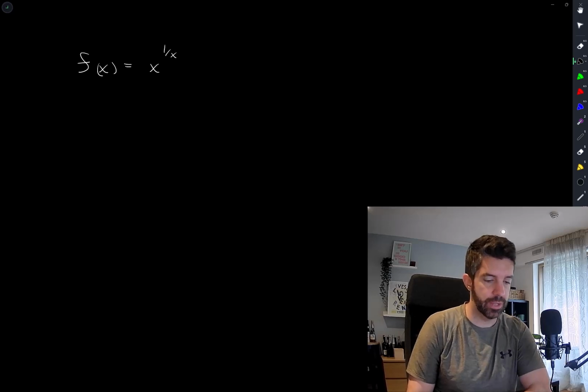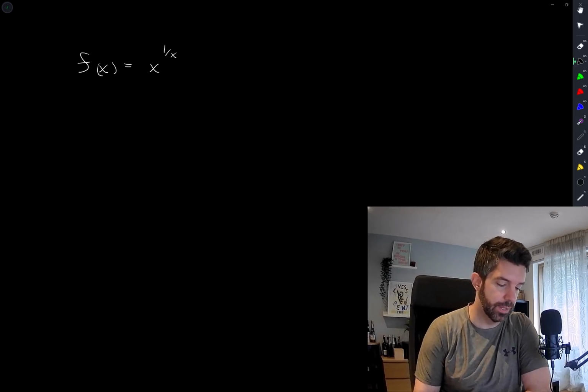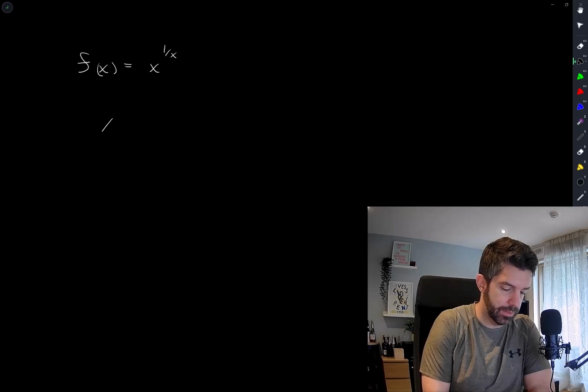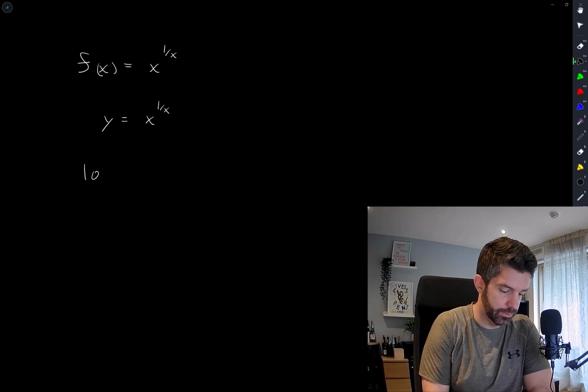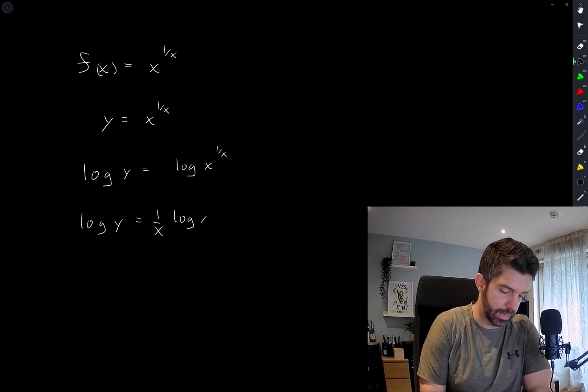Okay, so I've seen questions like this before. We're going to take our function f of x is equal to x to the 1 over x, and we're simply going to maximize this using standard calculus. Let me write this as y is equal to x to the 1 over x. So the first thing we'll do is say that log of y is equal to the log of x to the 1 over x. And so log of y is equal to 1 over x log x.